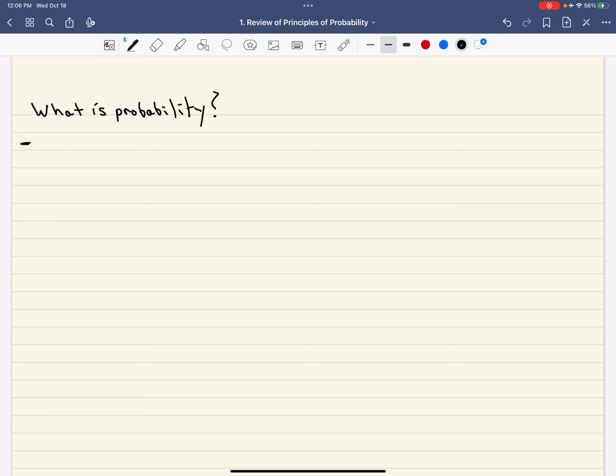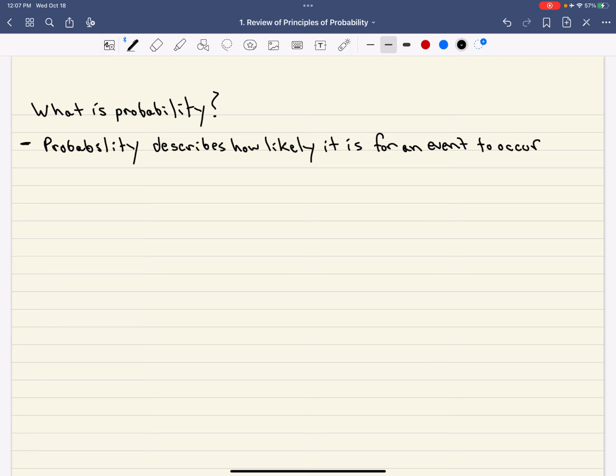In general, probability is the field that focuses on trying to describe how likely it is for an event to occur. So probability describes how likely it is for an event to occur.